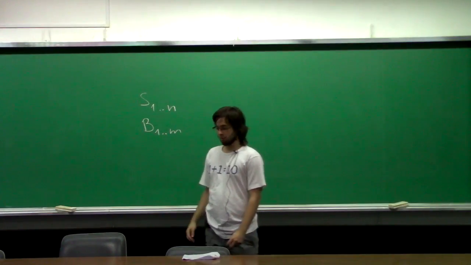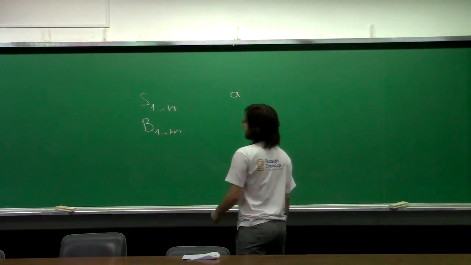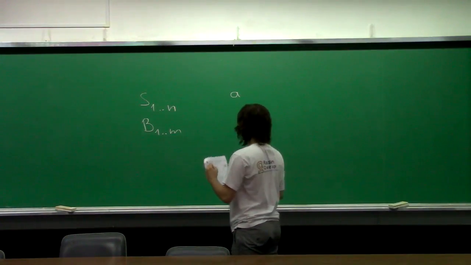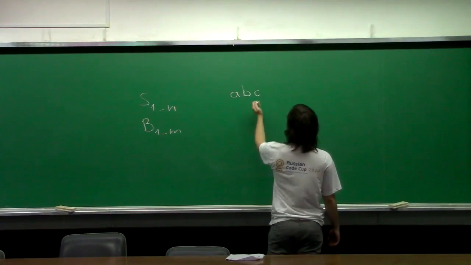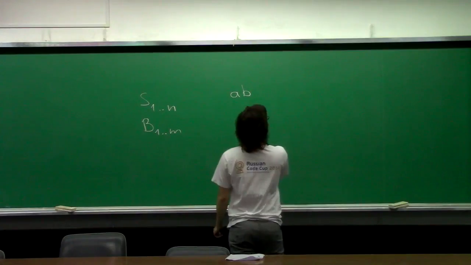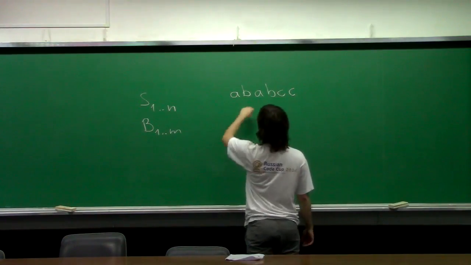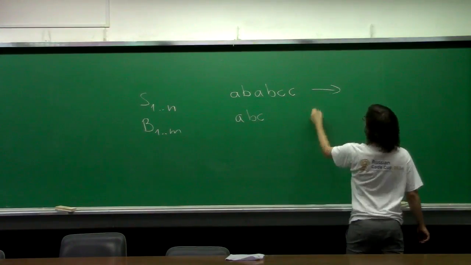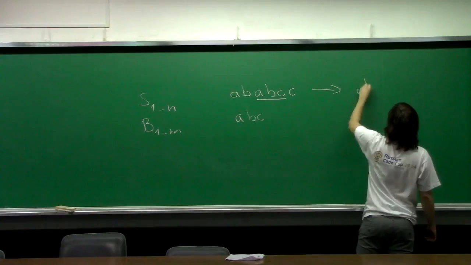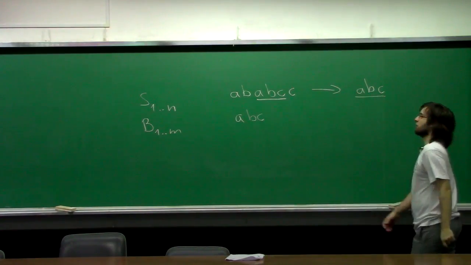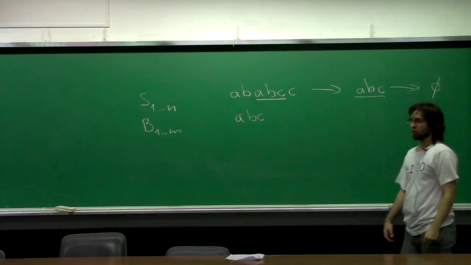Take the remaining string, find the first occurrence in that string, etc. So, for example, if you have ABC is S and ABC is B, then you would find the first occurrence of ABC in here, which is this, remove it, and you would be left with ABC, which is again an occurrence of B. So finding the first occurrence would give you this whole string, you remove it, and are left with an empty string.